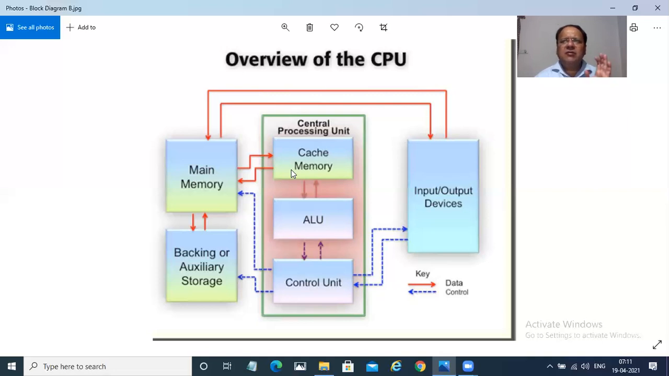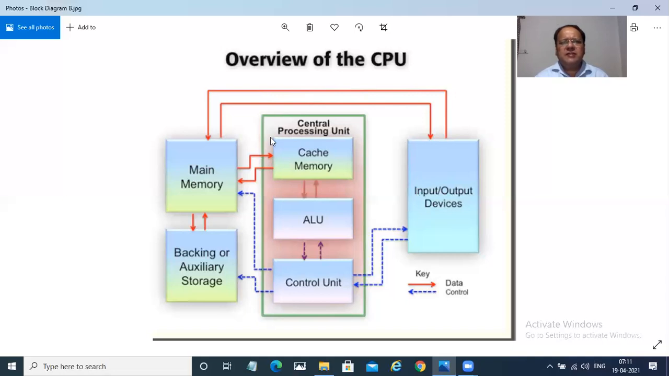You need not learn this up. This is just for your information, to explain how it functions and how the data functions over here. Many of you are confused: how are the input and output devices linked with the CPU? What is the use of them and what is their job? So I'm just explaining how the functioning of the CPU is.